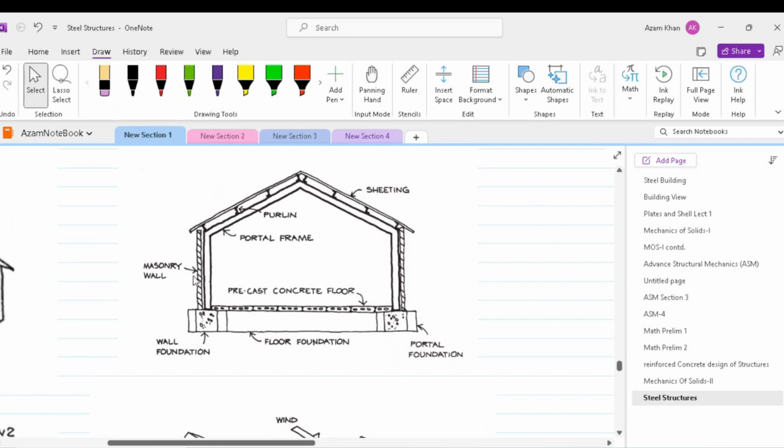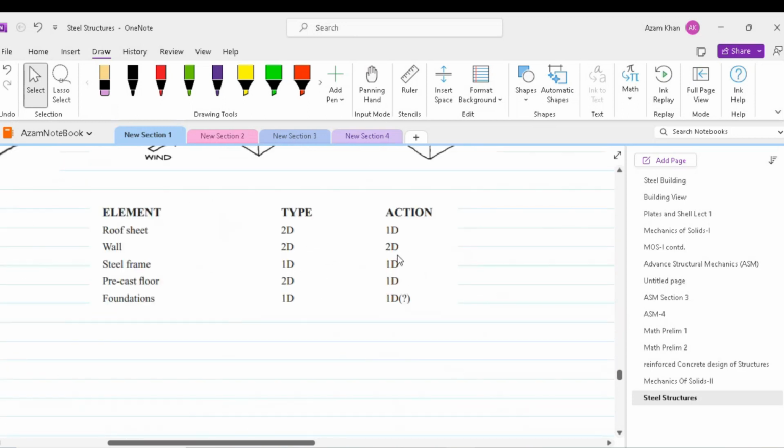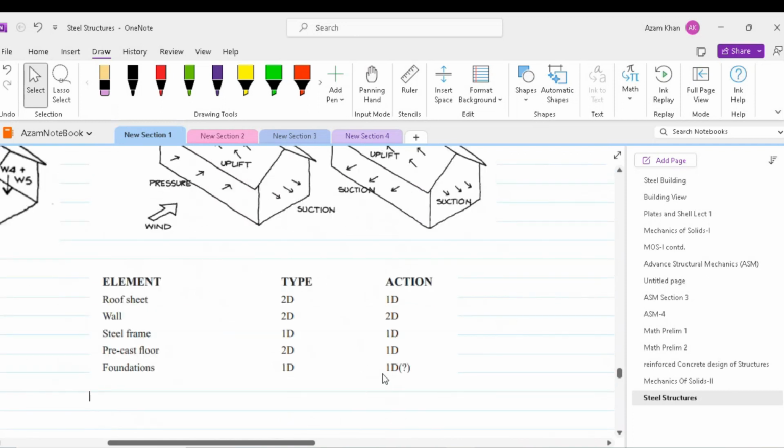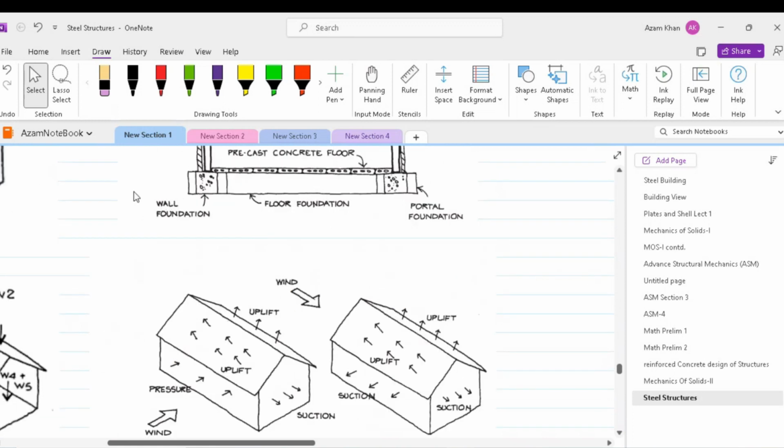The masonry wall is a two-dimensional structure and its action is also two-dimensional. The steel frame is a one-dimensional structure and its action is also one-dimensional. Precast flooring is a two-dimensional structure and its action is one-dimensional. Similarly, foundation is one-dimensional and its action can be either one-dimensional or two-dimensional depending on whether we have lateral forces also considered within the foundation.